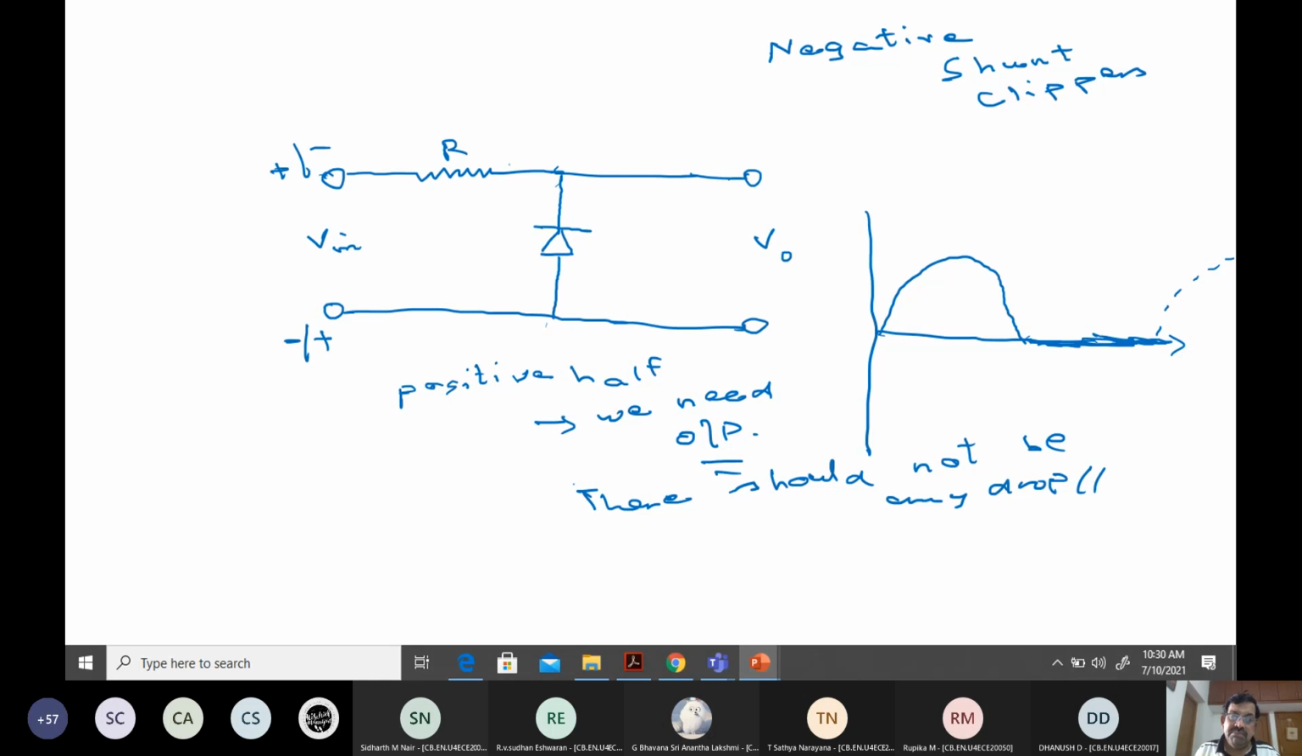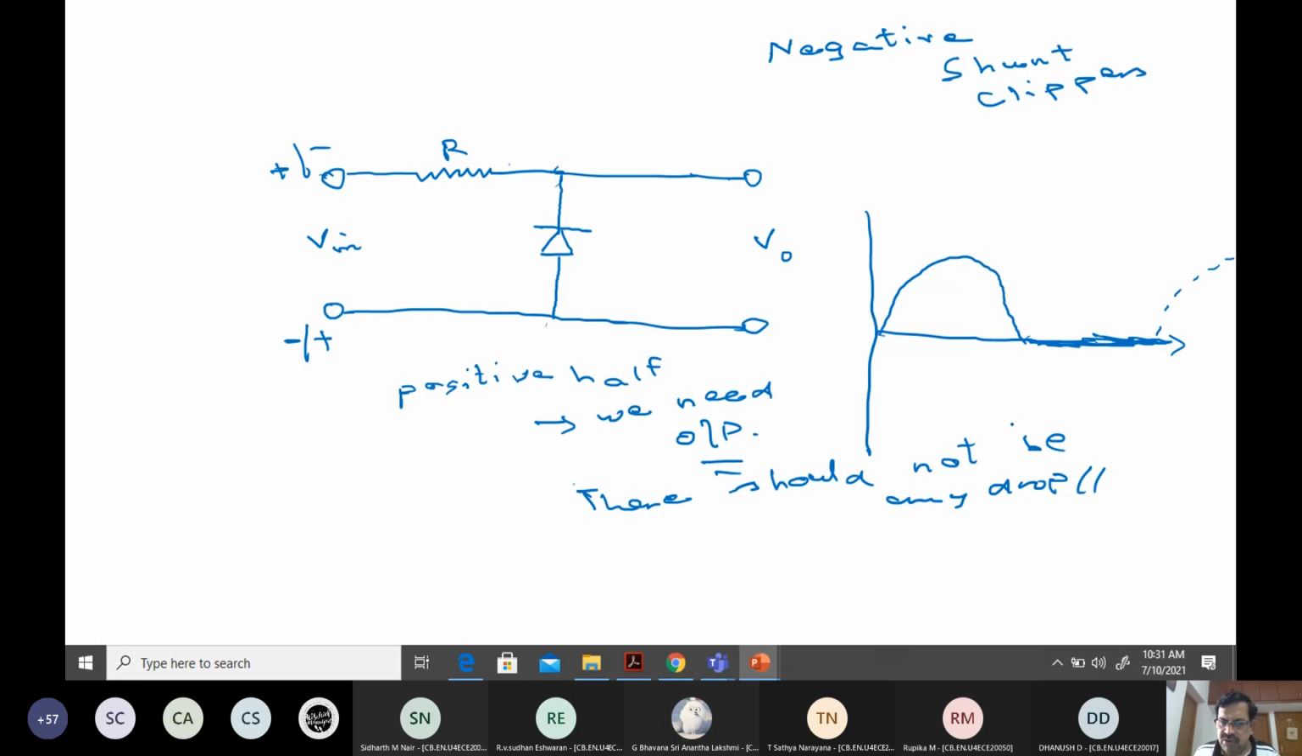Now comes the constant drop model, that is a different story. There will be some shift, so you have to take that shift into account. But we know the diode starts to conduct after the input signal exceeds 0.7. With that knowledge, we can actually gear up. I hope you understand what I am trying to say.